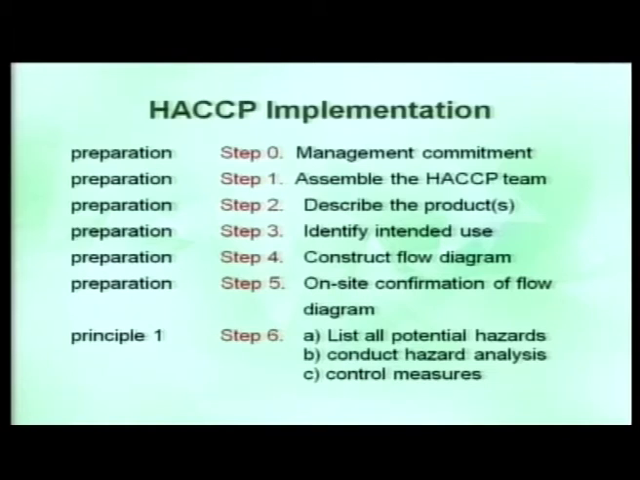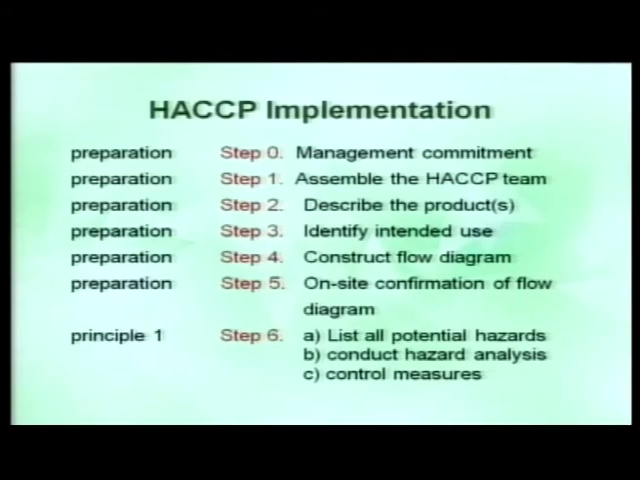Now step 6, which is principle 1, is the main step from where the hazard analysis starts. Hazard analysis is a very big term. To understand it, we need to first identify all the potential hazards. How will I identify the potential hazards? One way is to identify them from the raw materials which you have listed in step 2, that is your product description. And you need to identify the potential hazards in your process flow, that is in step 4. That is why these steps are called preliminary steps. So you need to list out all these potential hazards.